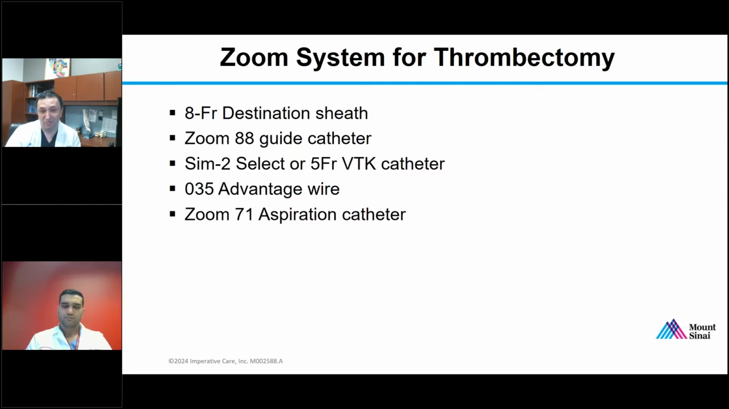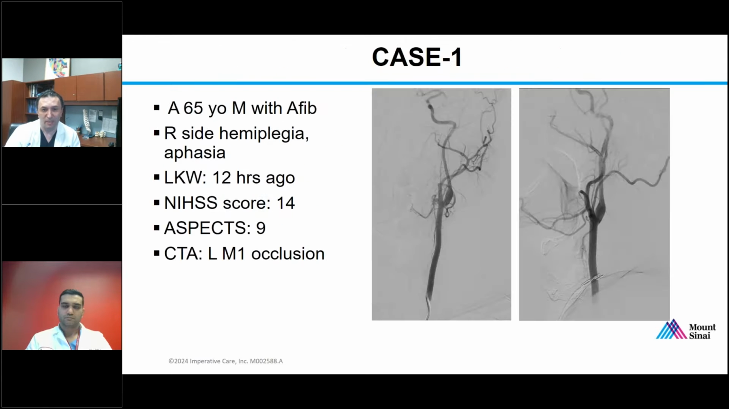We should have them available in the room in case needed, but in most cases you're not going to need them. So this is the first example, case 1: a 65-year-old gentleman presenting with right-sided hemiplegia and aphasia, with an NIH stroke scale score of 14, and a left M1 occlusion.